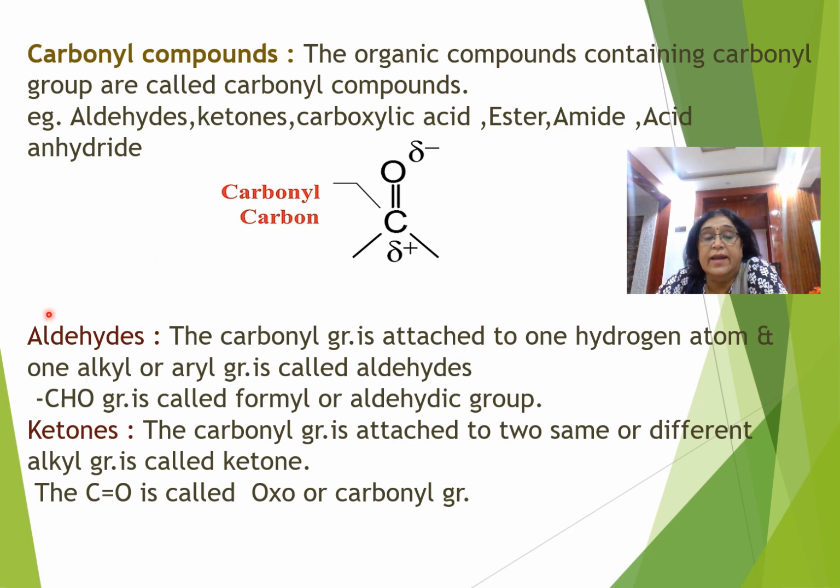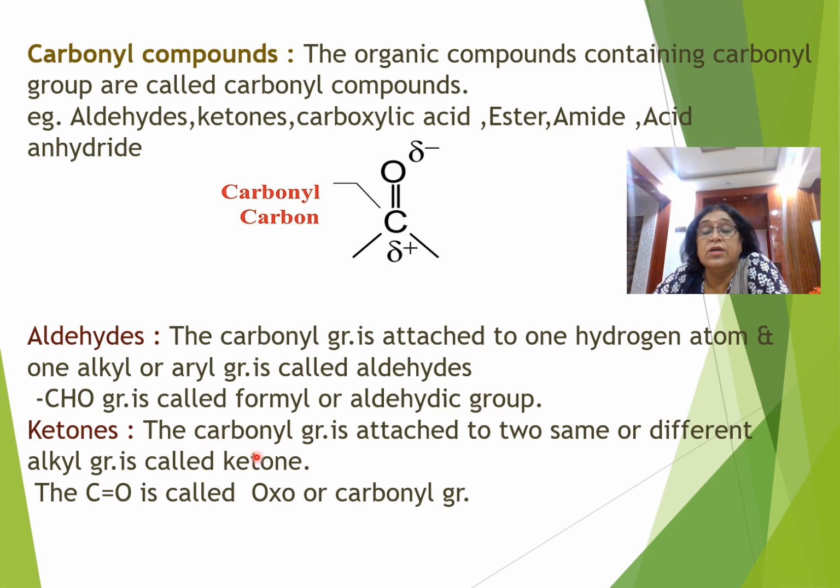Okay, what are aldehydes? Aldehydes are the compounds that hold a carbonyl group to which hydrogen is attached on one side and an alkyl group or aryl group is attached on the other side. So one atom of hydrogen would be present along with another alkyl or aryl group. For example, the CHO group is a formyl group or an aldehyde group.